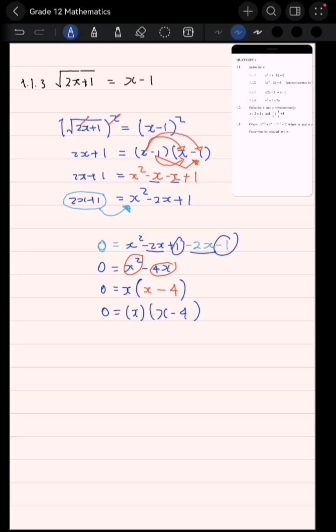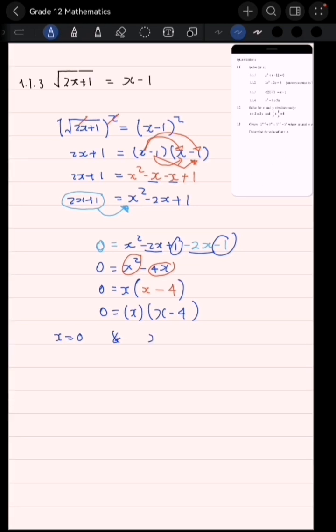To solve for x, we are going to take the expressions that are inside the brackets and equate them to 0. The first expression is only x. We equate this to 0, and the second expression is x minus 4. We equate it to 0. And then we solve for x on both expressions. On the first expression, it's clear that x is equals to 0. On the second expression, x is equals to, we take 4 to the right hand side. It was a negative, it becomes a positive, then x is equals to 4.